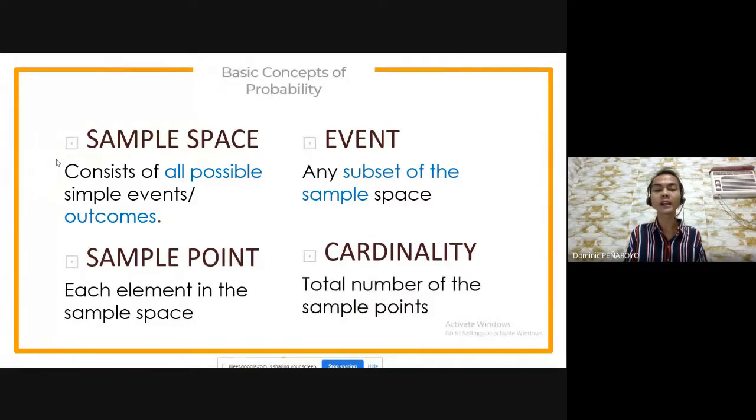Cardinality. Cardinality is the total number of sample points. In our example again, in rolling a die, what is the cardinality of the sample space? The answer is 6, since a die has only 6 faces. So the total number of sample points, or the cardinality of the sample space, in rolling a single die is 6.